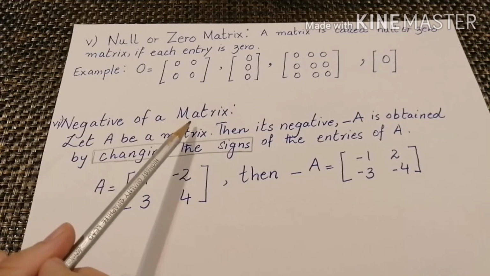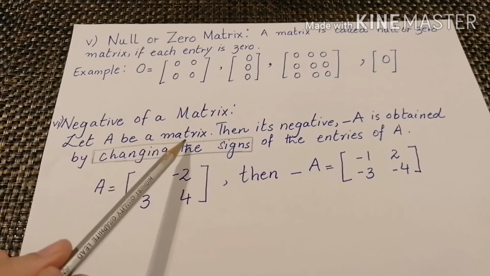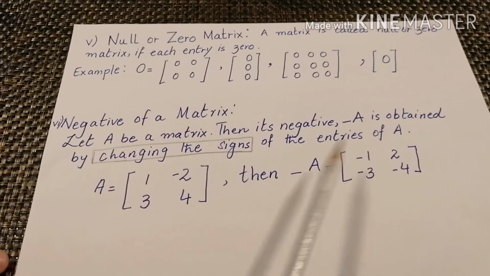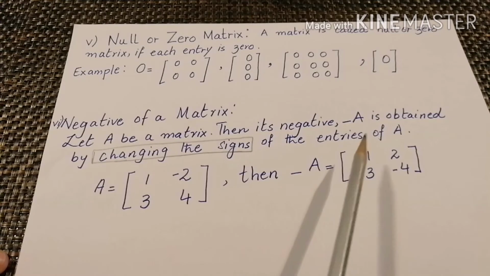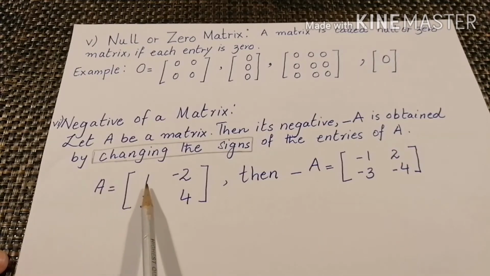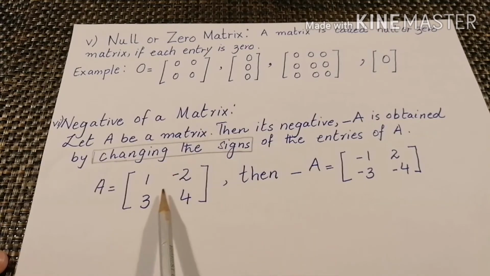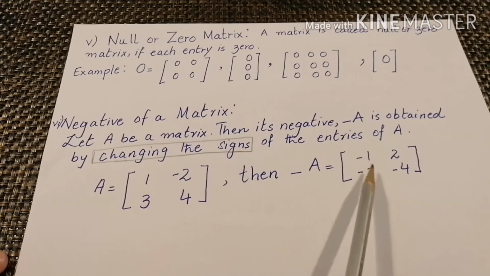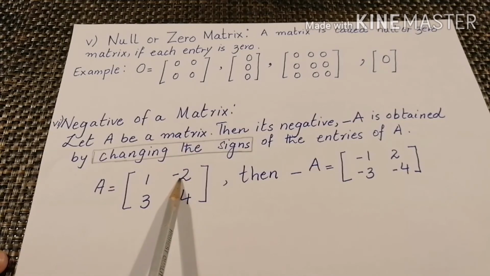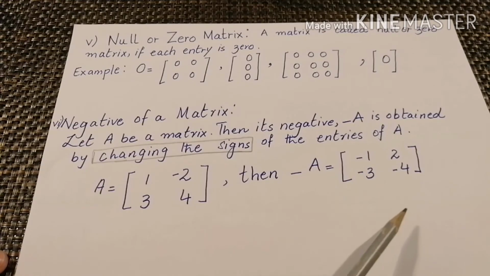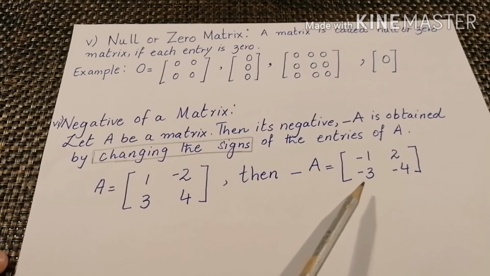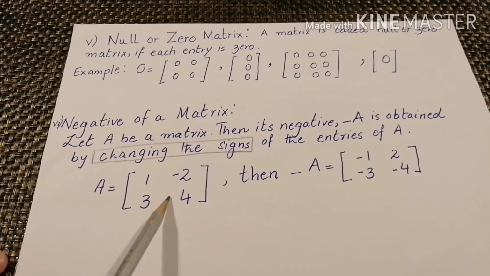Now, negative of a matrix. This is a very important topic. Let A be a matrix, then its negative, minus A, is obtained by changing the signs of the entries of matrix A. A is equal to [1, -2; 3, 4]. When we have to get the negative of A, we will change the signs of the entries. Here the sign is plus, in the negative we will have minus. Here the sign is minus, in the negative we will have plus. So the key point is that if we want to get the negative of a matrix, we will change the signs of the entries of the matrix.